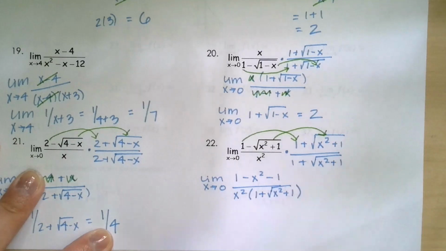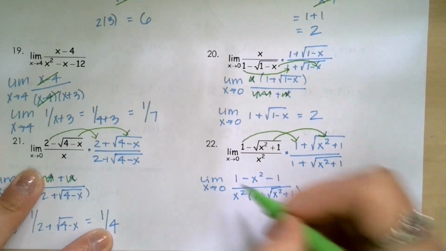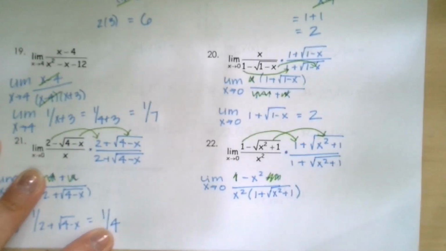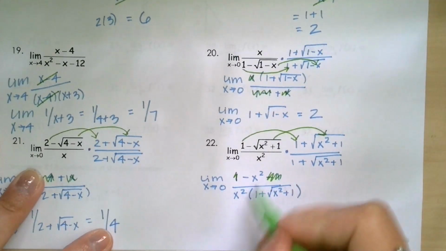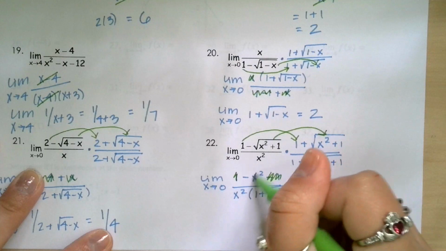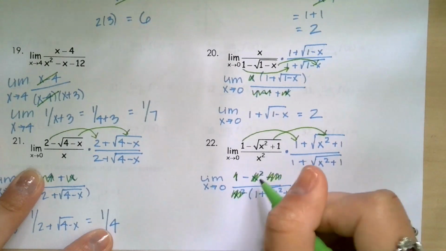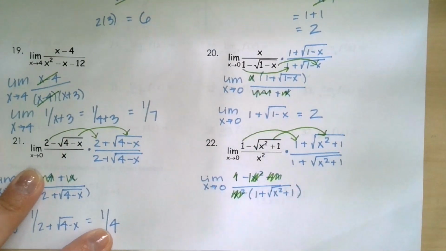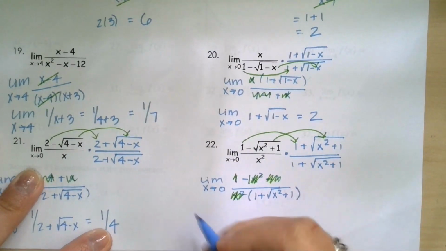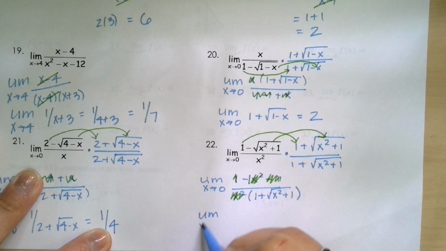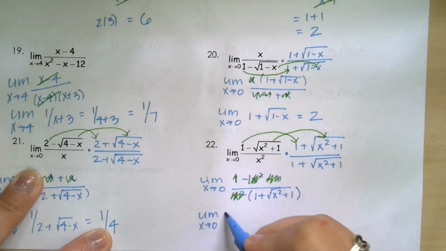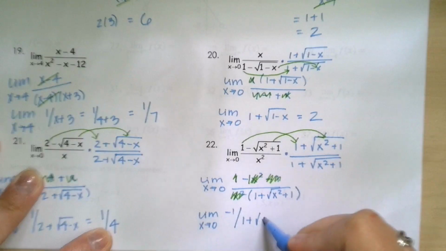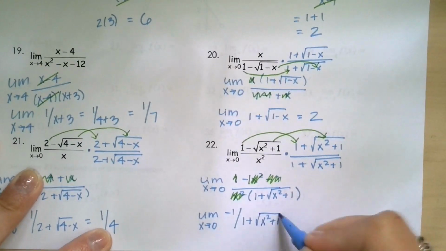Okay. So, again, we have this plus 1 and a minus 1. Those cancel. Now this one's a little different. We do have x squareds on the top and bottom, so we can cross those off. But since this was a negative, we're going to be left with a negative 1 on top. Okay. So this gives us the limit as x approaches 0 of negative 1 divided by 1 plus the square root of x squared plus 1.